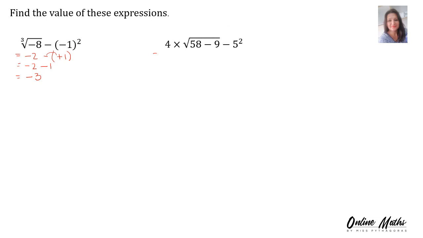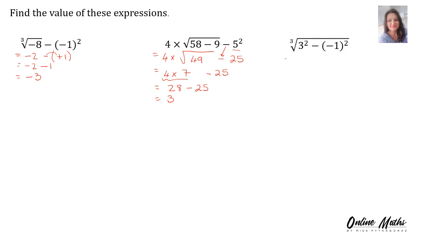On this one, you wait with the 4 times. Then you deal with 58 minus 9 is 49. Minus, and then 5 squared is 25. Remember, this minus, you will just take it down. There's no bracket there, so it's just 5 squared. And then 4 times, and then the square root of 49 is 7 minus 25, and then you deal with 4 times 7, which is 28, minus 25 is equal to 3.